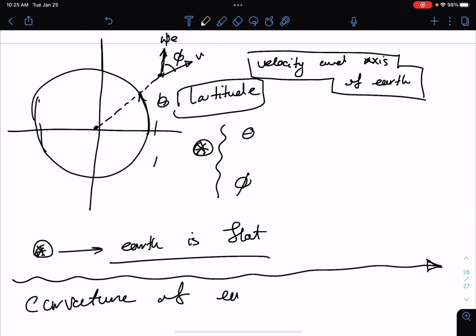Let's talk about one of the assumptions before moving on to the rest of coordinate system analysis. The curvature of the Earth. So we assumed the curvature of the Earth is negligible, right? This was one of the main assumptions when it comes to fluid mechanics.